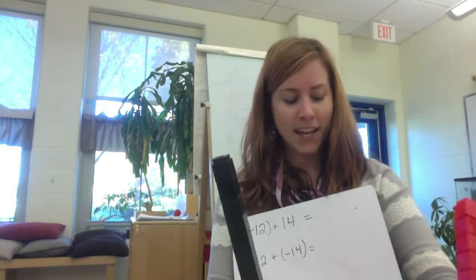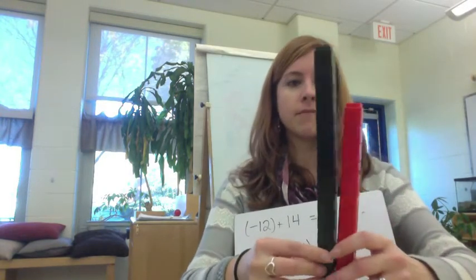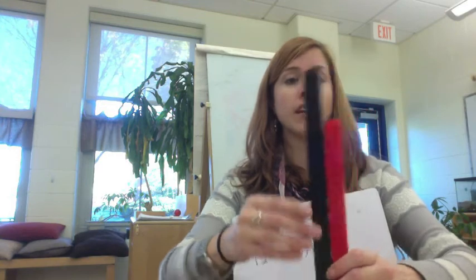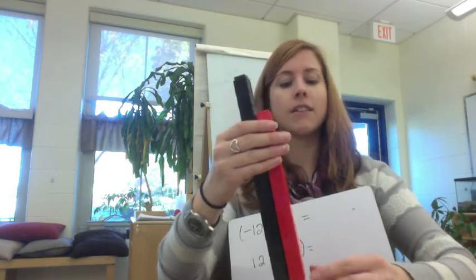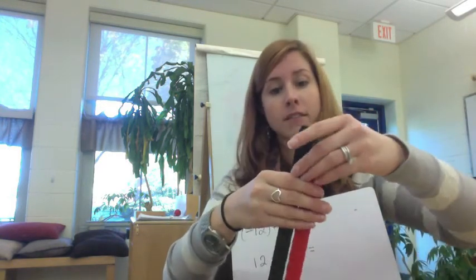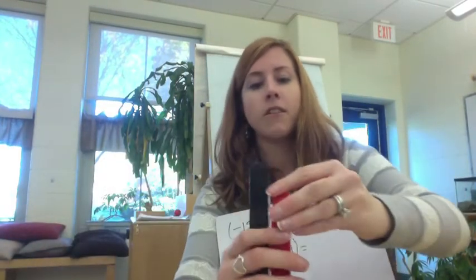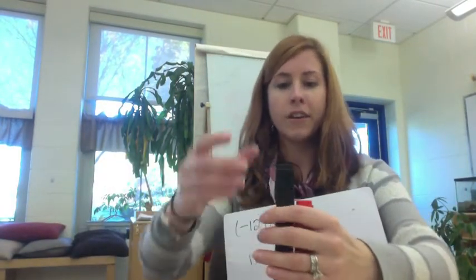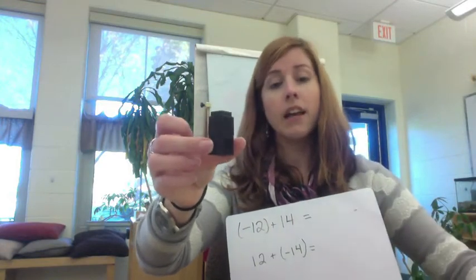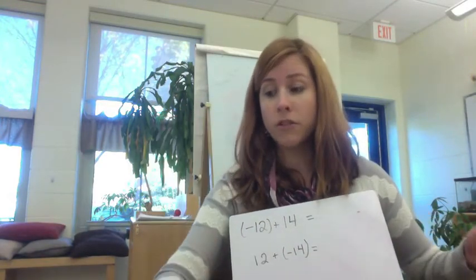So here I have my negative 12 and my positive 14. And I know that a negative and a positive cancel one another out because it's like I owed $1 and then I paid it back. So let me just make sure I have 12 here. 2, 4, 6, 8, 10, 11. Oh, need one more. 12. Perfect. So when I cancel it out, I'm left with a positive 2.